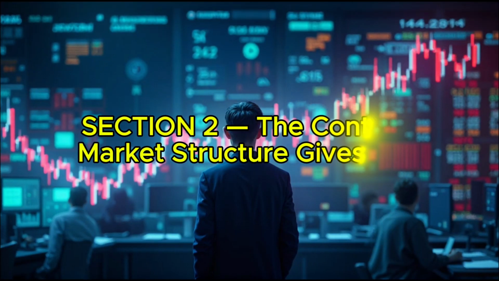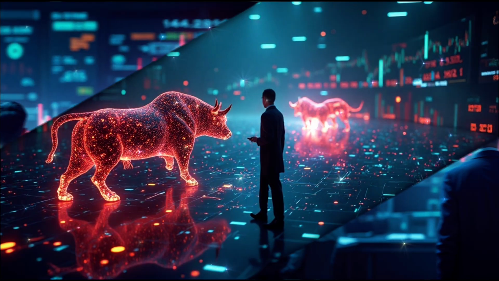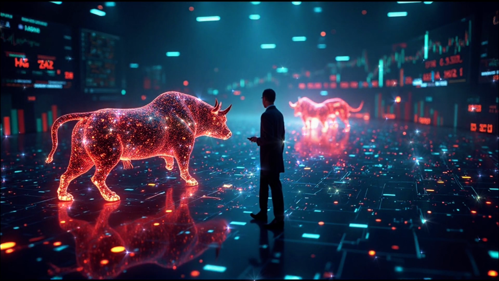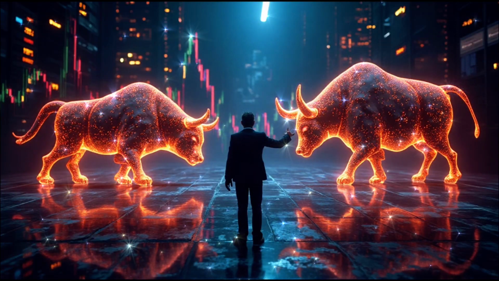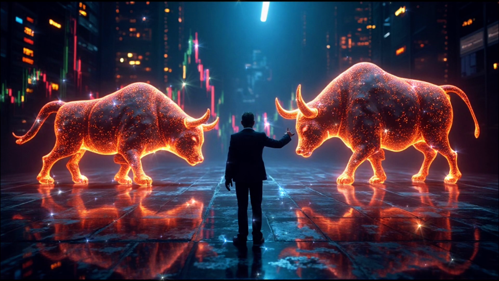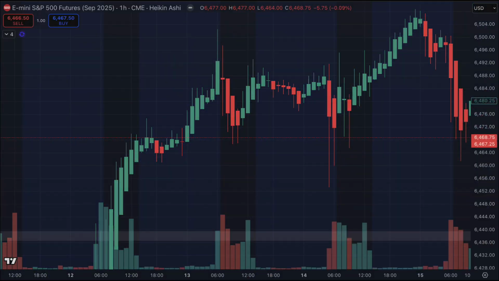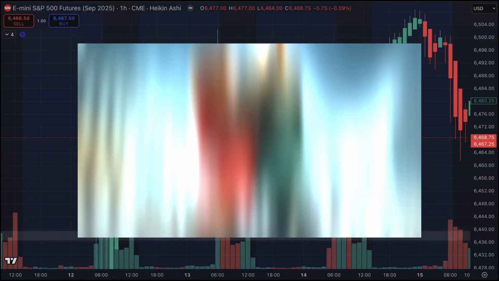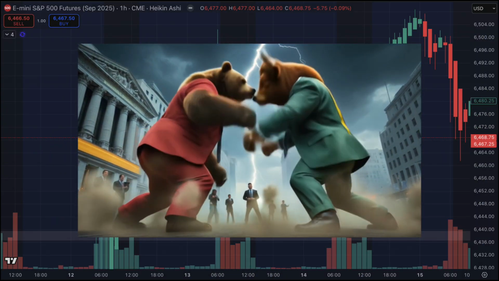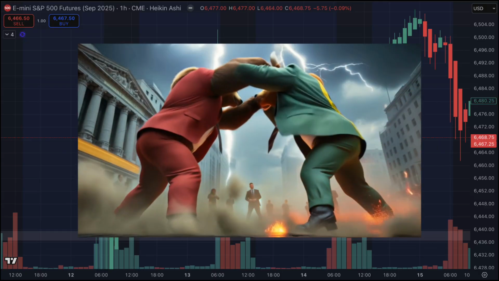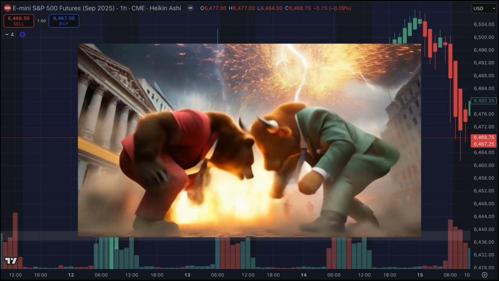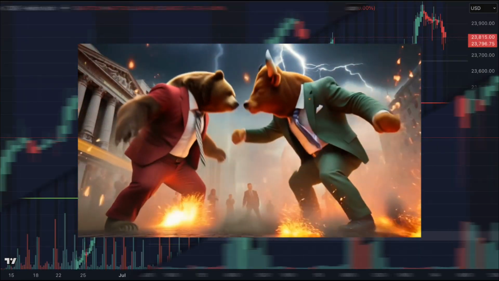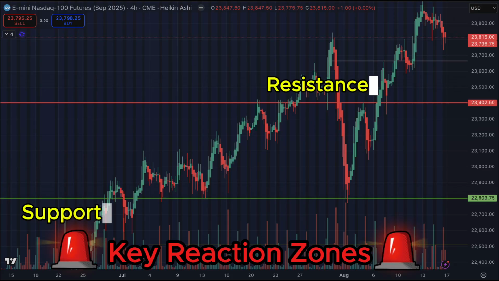Section 2. The context market structure gives you. Market structure is more than just trend spotting. It's about understanding who has control and where that control might shift. Think about it. Every candle, every push, every retracement is the result of a battle between buyers and sellers. Structure tells you which side is winning, where the front lines are, and where the next fight is likely to take place. That context lets you identify key reaction zones: support, resistance, supply, and demand.